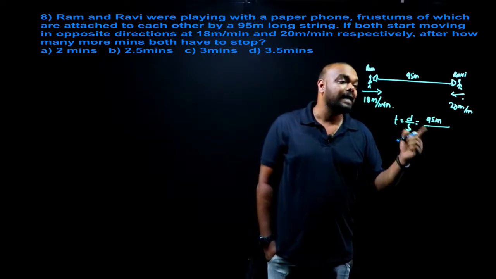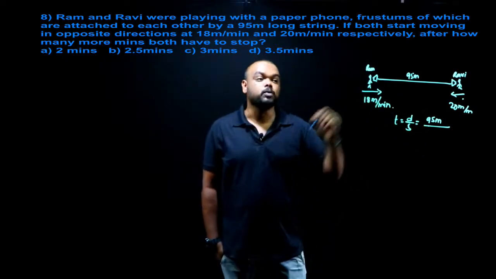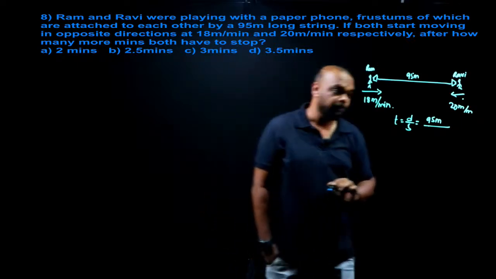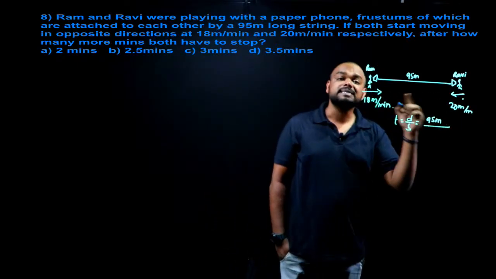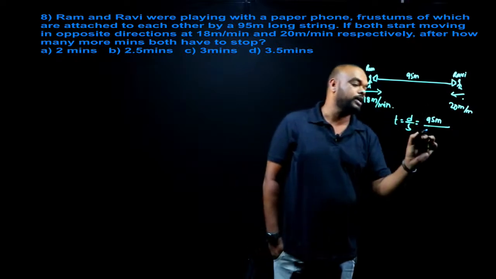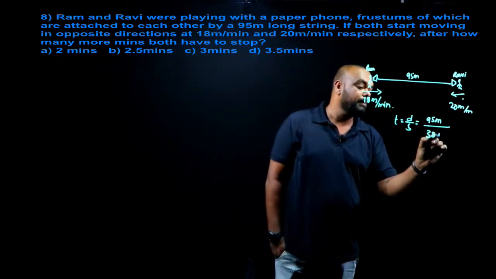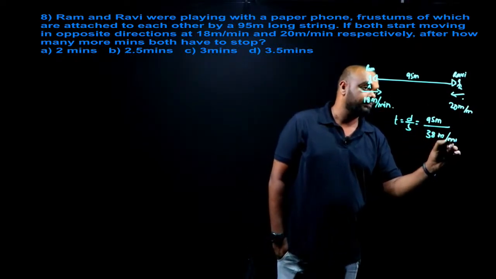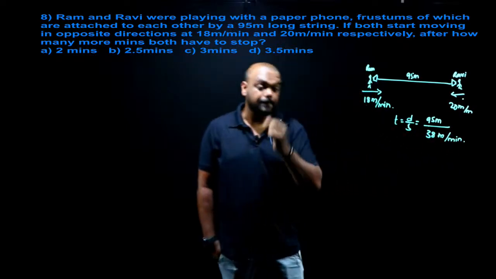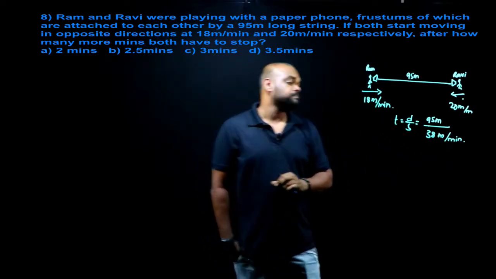Relative speed. Why relative speed? Because there are 2 objects moving. That is the reason it is relative speeds. Okay. So relative speed in opposite direction means sum of the speeds. That is 18 plus 20, 38 meter per minute. Now what is he asking here?